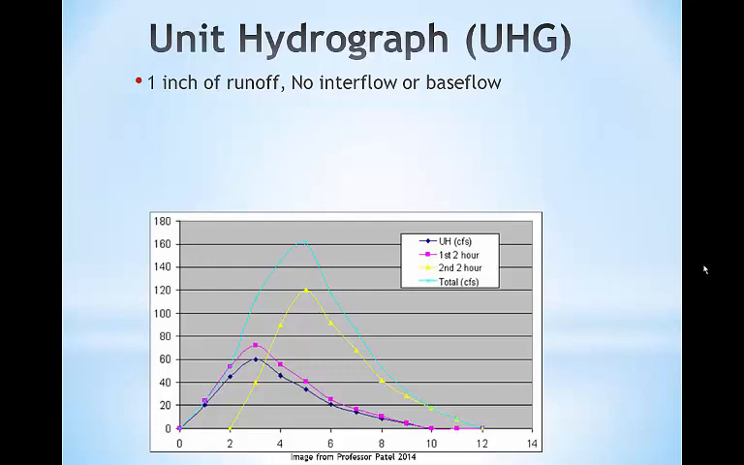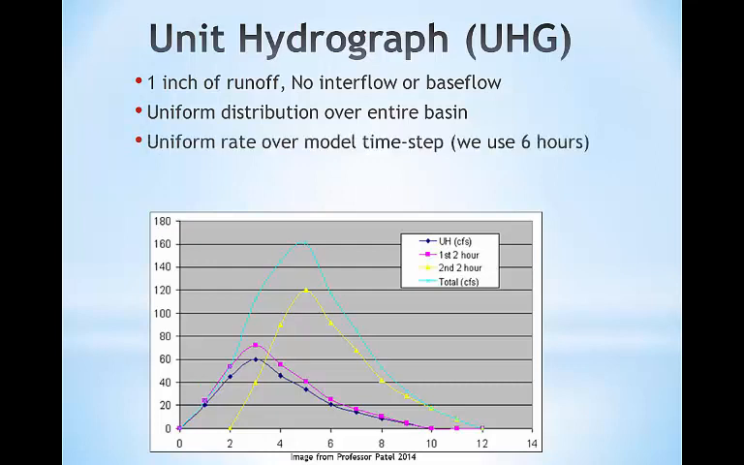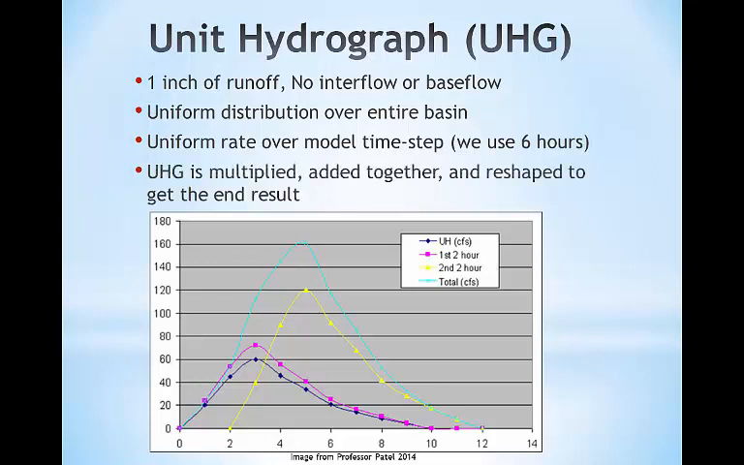Say we theoretically get 1 inch of runoff over the entire basin, and there's no interflow or base flow. Well, the unit hydrograph is what the hydrograph would look like at the basin's outlet. Unit hydrograph is for a perfectly uniform distribution over the entire basin and a uniform rainfall rate over an entire model step. To remind you, our model uses a 6-hour time step. The unit hydrograph is then multiplied, added together, and reshaped to get the end result.